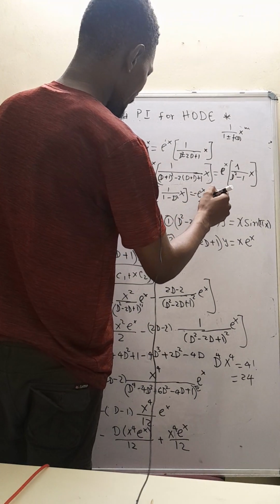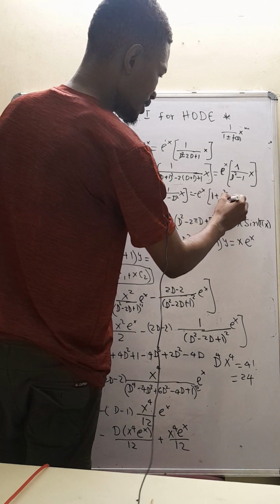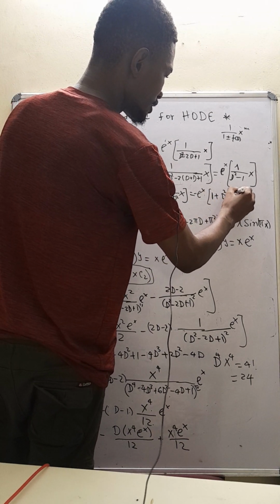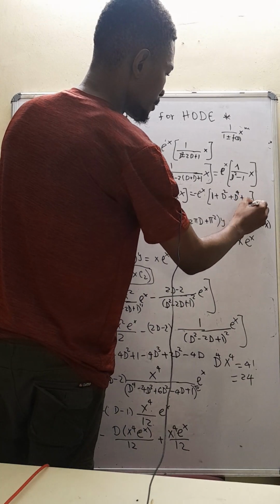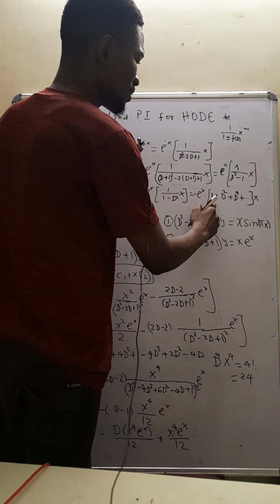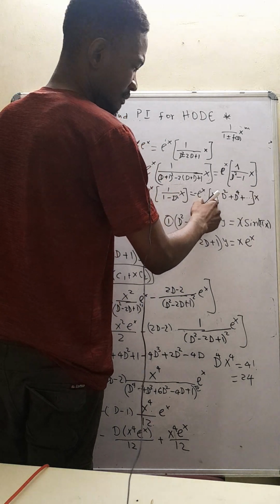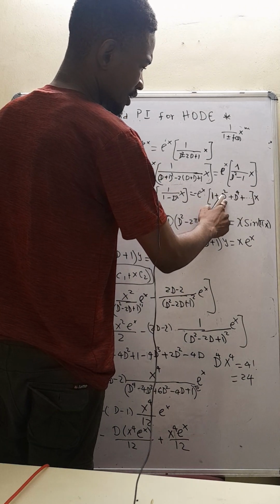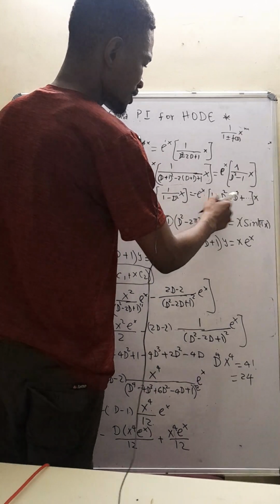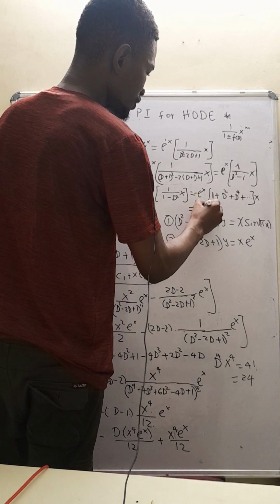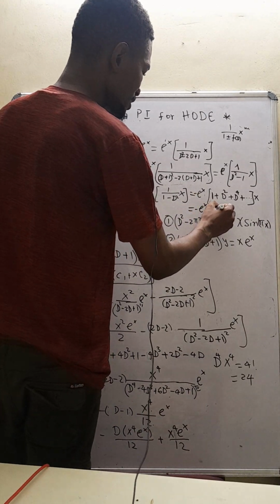Okay, yeah, d square plus d raised to 4 and so on. As you are applying for x, so there is no need to go further. So if you apply here 0, 0, 0, it will be only minus Euler raised to x times x.